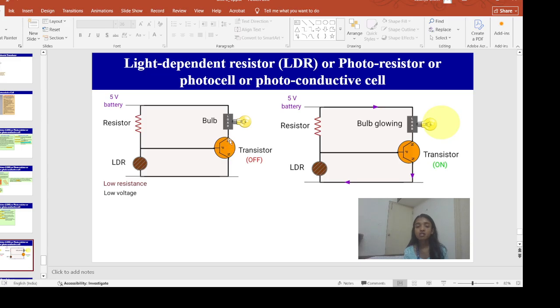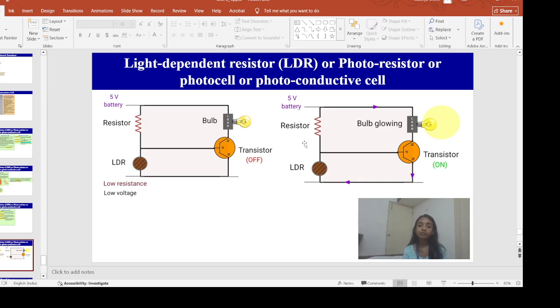Transistor off means it acts as an open switch. So your circuit is not getting completed, and the bulb won't glow. This happens during the daytime, because daytime sunlight is falling on the LDR, right?